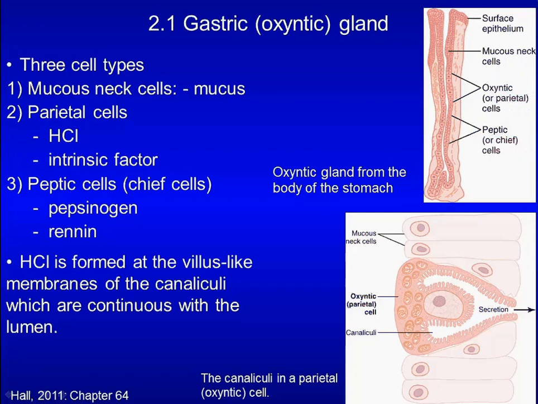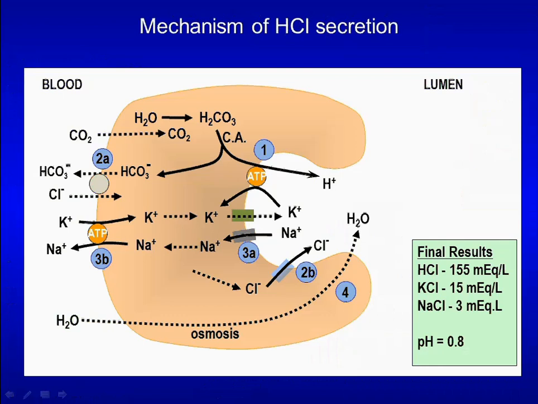Within each parietal cell, there are small channels called canaliculi. Hydrochloride is formed at the villus-like membrane of the canaliculi and then merged to flow out into the lumen. This is a parietal cell. This is the lumen, this is the apical, and this is the basolateral.